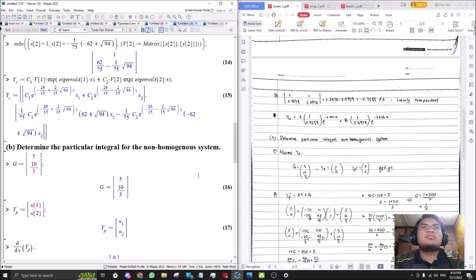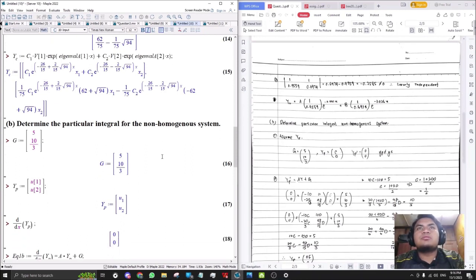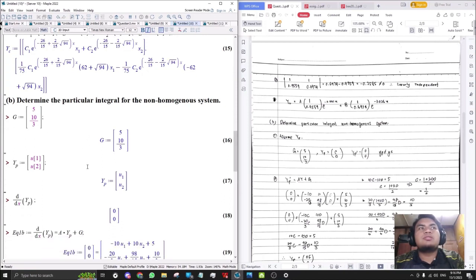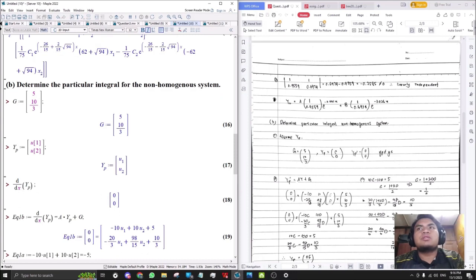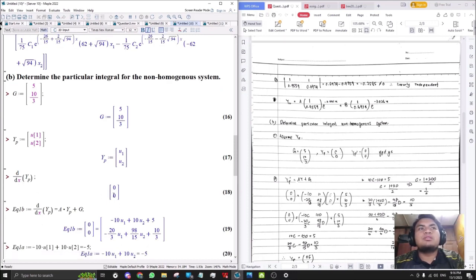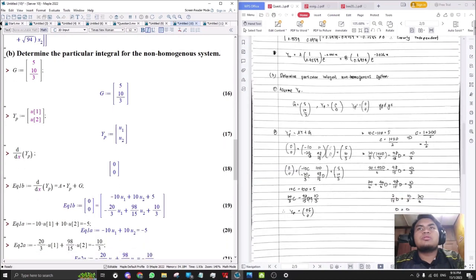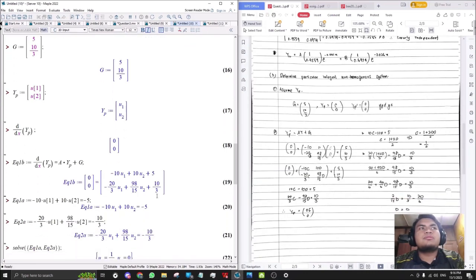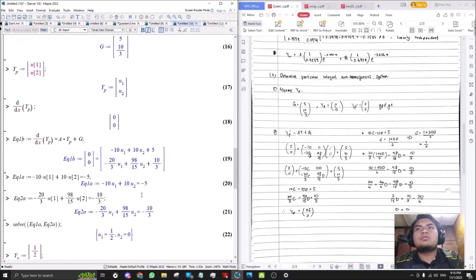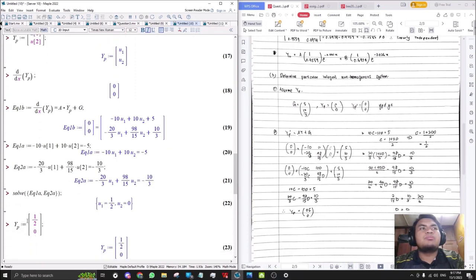Okay, after that we go to question B. Determine the particular integral for the non-homogeneous system. First we need to assume yp. This is for the g and this is the yp. So for the yp, we need to differentiate the yp. After we differentiate the yp, we get 0 over 0. So this is the equation we get, that we want to get the yp.